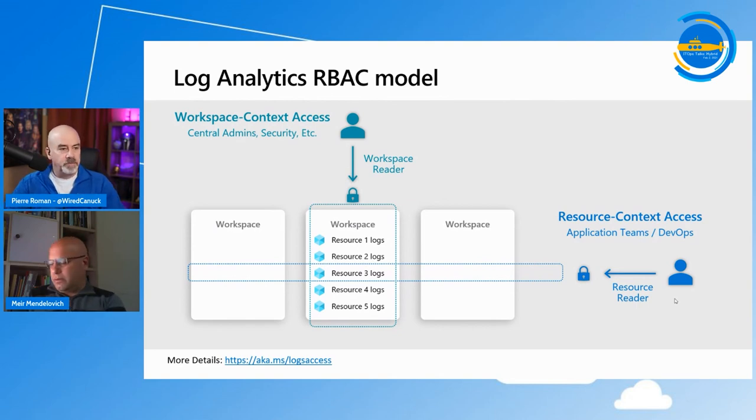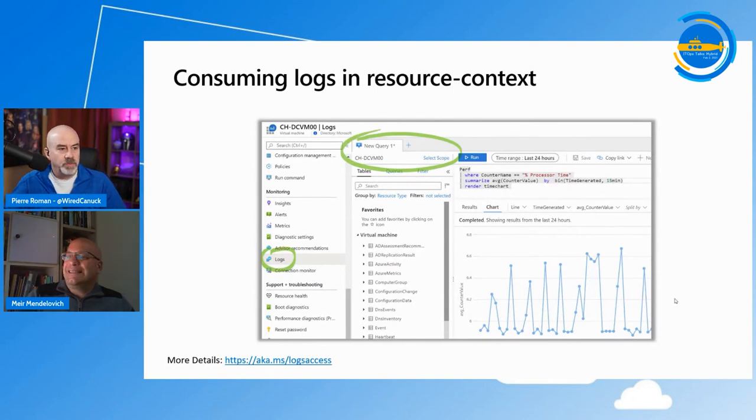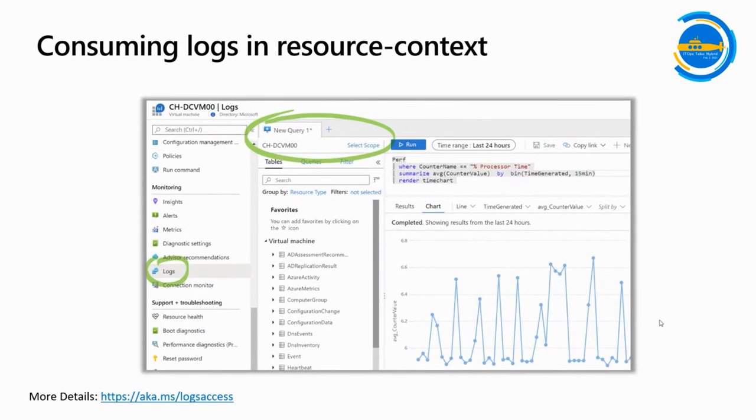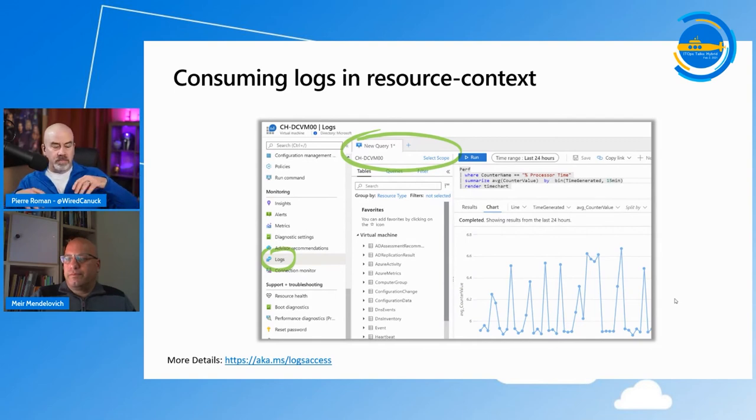Definitely. Okay. All right. Now, if you want to understand how logs look, this is an example. In this example, I took a screenshot of how it looks within a VM. So you go to a VM, you click on the logs, and then you see here at the top that you have the name of the VM as the scope. And by the way, you can select a new VM and change the scope, but you start with the scope of this specific resource with the RBAC of this specific resource. Okay. And that resource, if it's on-prem or an Arc server, doesn't matter. As long as it's listed.